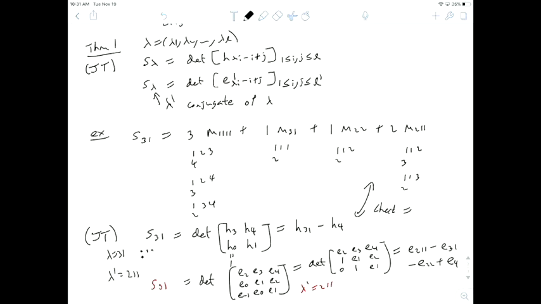Because the formula is in terms of the conjugate, the size here is L by L, and the size here is L prime by L prime, where L prime is the length of the conjugate. Okay? Please check that these are the right things. Any questions?